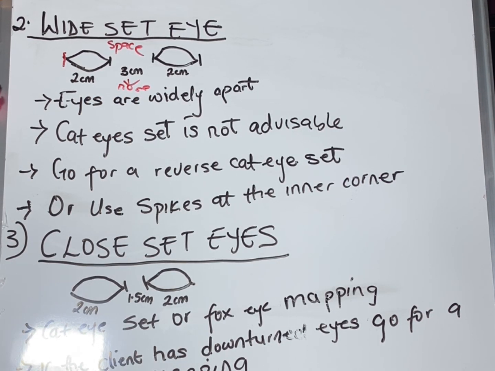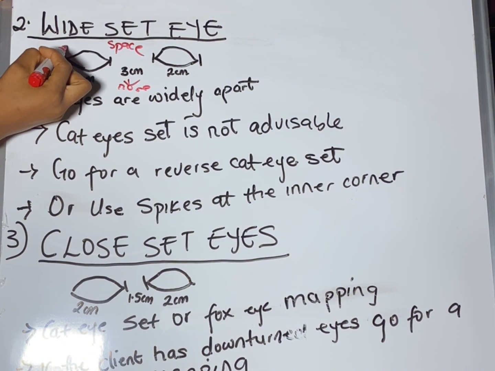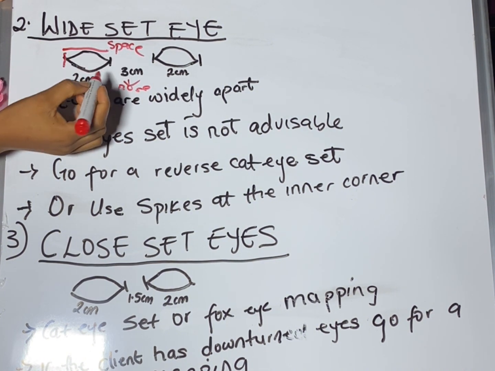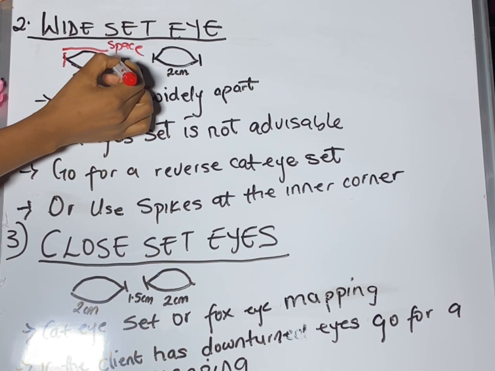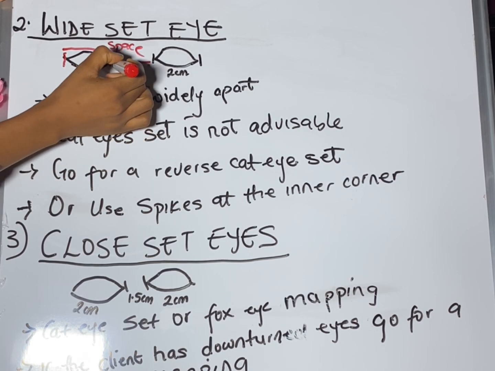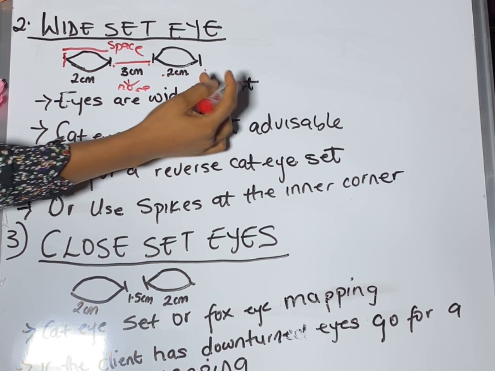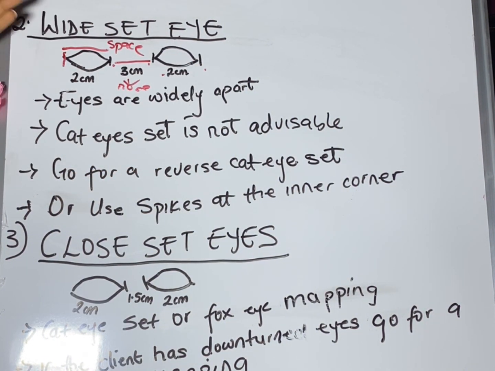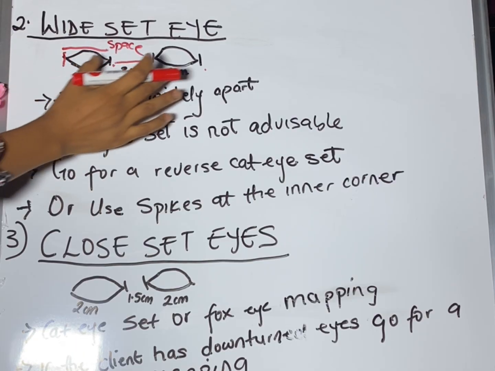We're going to do our mapping, and we'll consider the distance from here to here. If here is 2 centimeters and the distance from here to here is 3 centimeters, and the distance from here to here is 2 centimeters, please, this is just an example, you consider these wide set eyes.